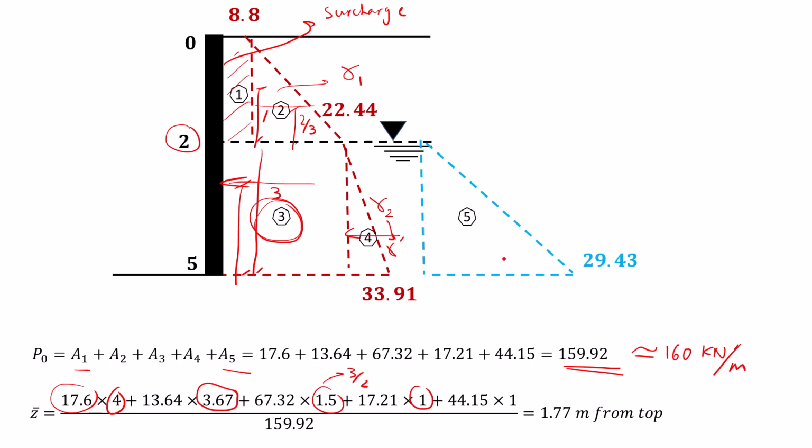And also for the hydrostatic pressure, since this is a triangular distribution, the distance from the bottom would be 3 divided by 3, or h divided by 3, which is 1. And if you calculate Z bar, you should get this value, which is 1.77, actually from the bottom, not top. This is a typo here. So from the bottom.